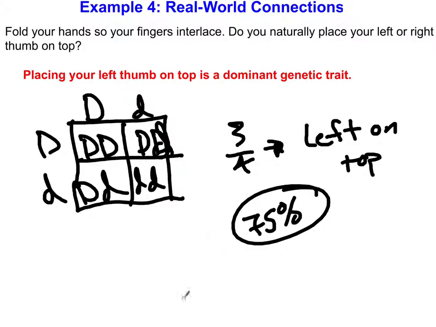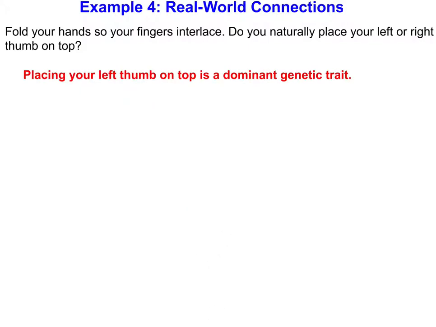That's the theoretical probability. Now, what probability means is if we did this many, many times with many different people, about 75% of them would put their left thumb on top. It doesn't mean that 75% of 4 people, so if we did it with 4 people in class, we're not guaranteed 3 of them will put their left thumb on top. It just means in the long run, if we did this many, many times, 75% of the people would put their left thumb on top.